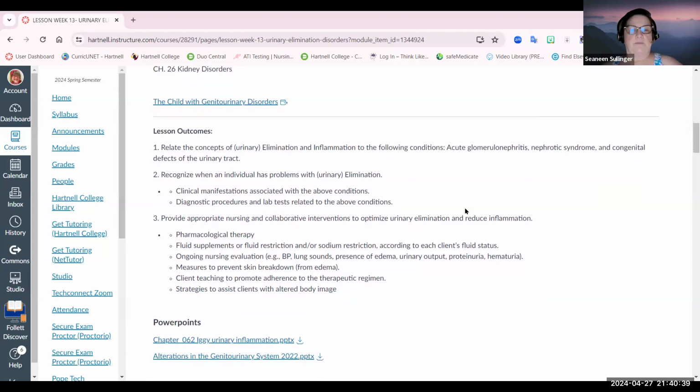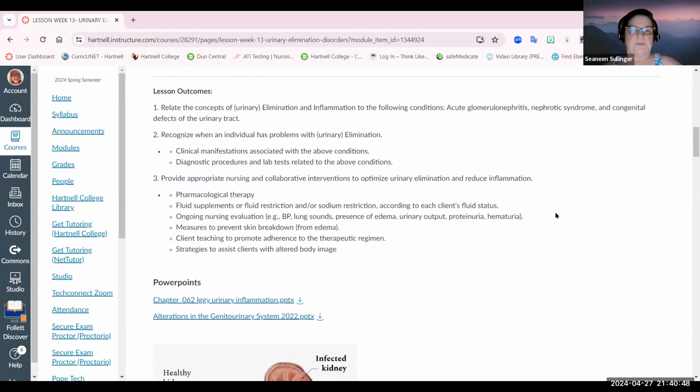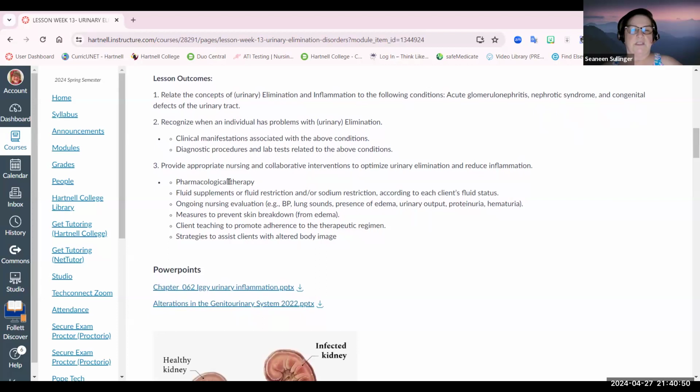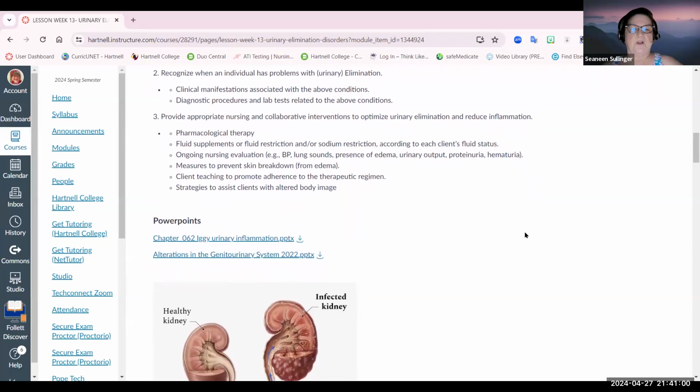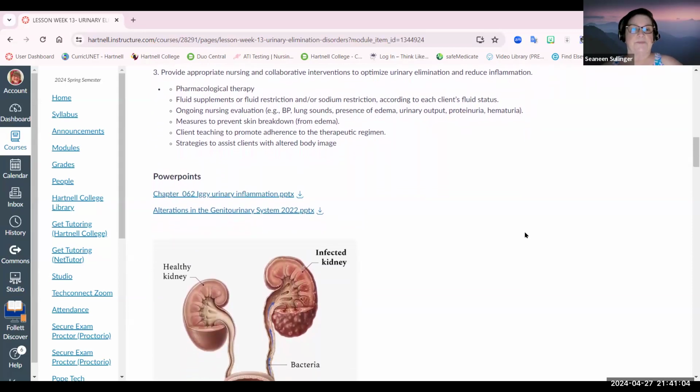And then talking about appropriate nursing and collaborative interventions to optimize elimination and reduce inflammation. So if there's any medications, fluids, or not fluids, any assessments, skin breakdown prevention, things like that, altered body image, and adherence to a therapeutic regimen.